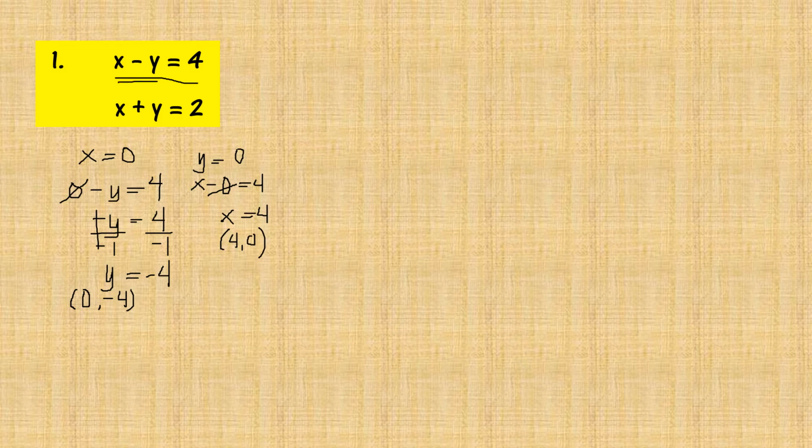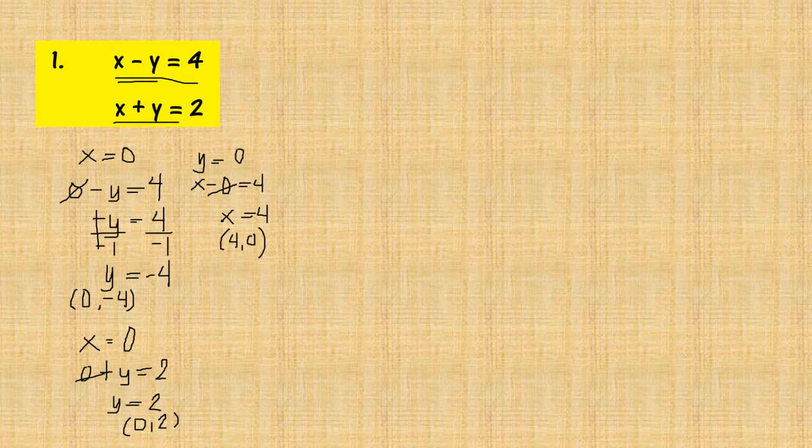Now, let's have the second equation. So, same procedure lang po. I-equate lang po natin sa 0 yung ating x, then yung ating y is equal to 0 din po. So, kapag yung ating x is equal to 0, then substitute lang natin, magiging 0 plus y is equal to 2. Then, makakancel po yung ating 0 dyan. Then, ang naiwan will be y is equal to 2. So, yung ating ordered pair dyan will be 0 and 2.